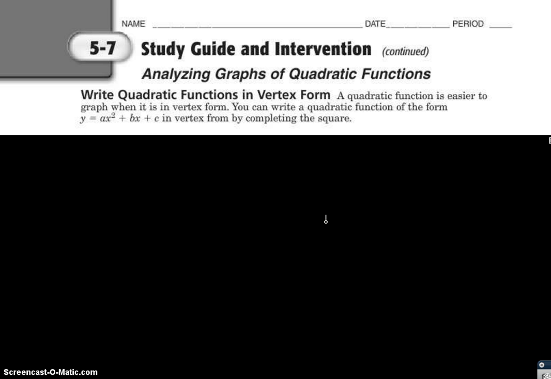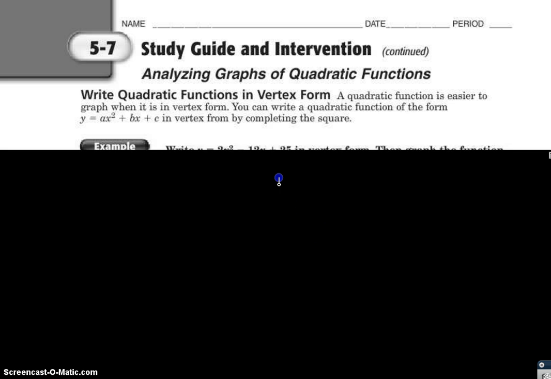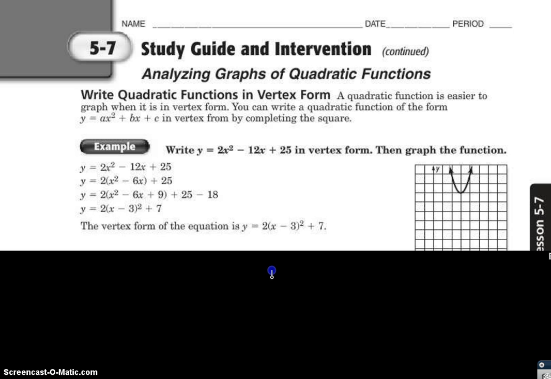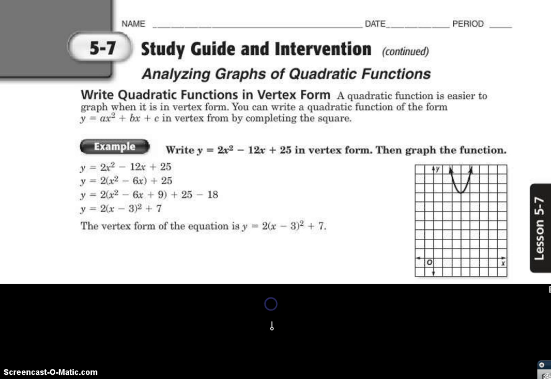You can write a quadratic function of the form y equals ax squared plus bx plus c in vertex form by completing the square. So you guys have actually already learned how to do this. I'm going to go over how to complete the square one more time, and then the last step is just going to be to graph it. Okay, so let's look at the example that they give us. It says we're going to write y equals x squared minus 12x plus 25 in vertex form. It says then we're going to graph the function.